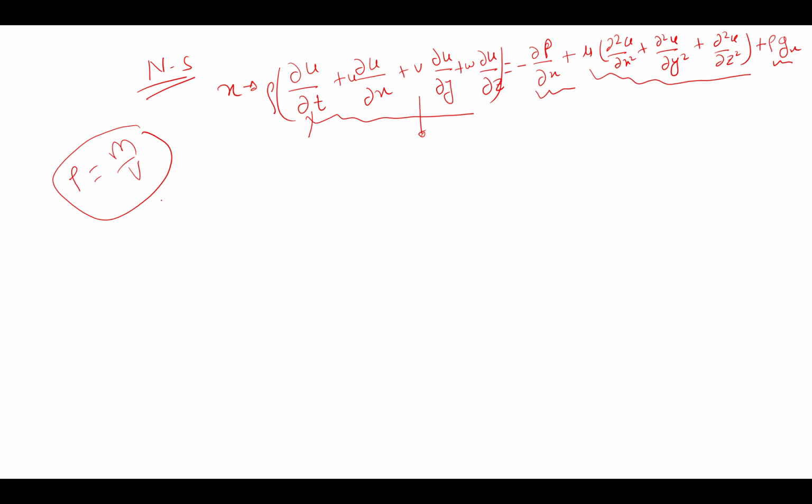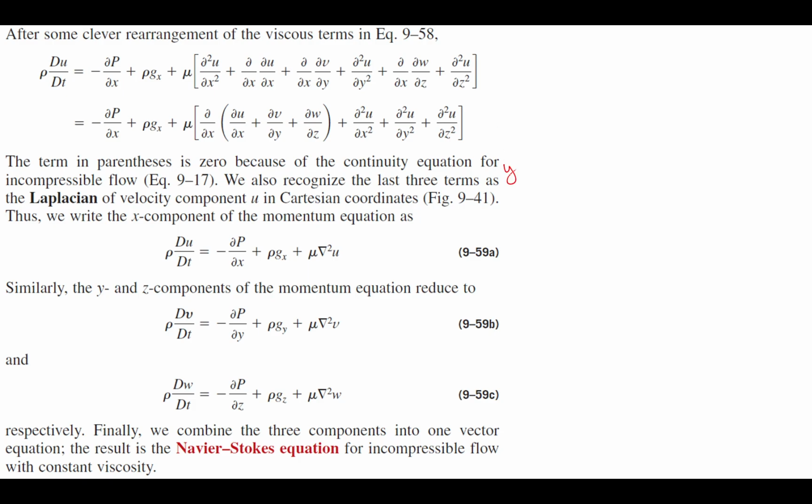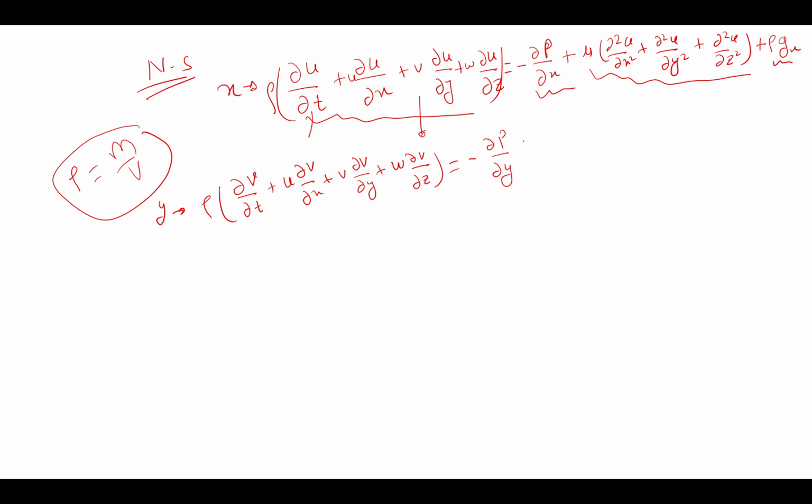Similarly in y direction you can write, rho will be common, so rho times del v by del t plus u del v by del x plus v del v by del y plus w del v by del z equal to minus del p by del y plus mu times del square v by del x square plus del square v by del y square plus del square v by del z square, plus rho g y. Similarly in z direction, remember please this equation is very important, so you need to understand.